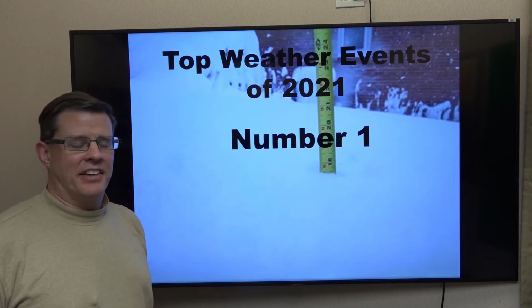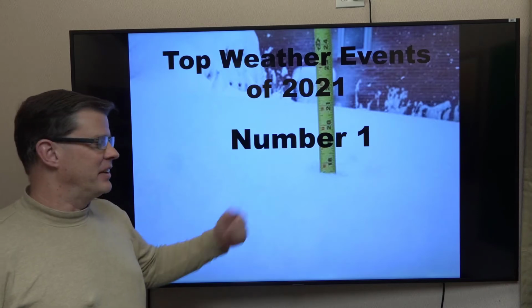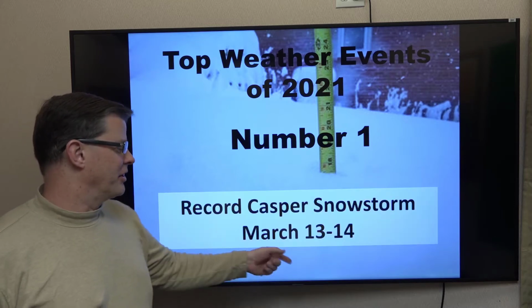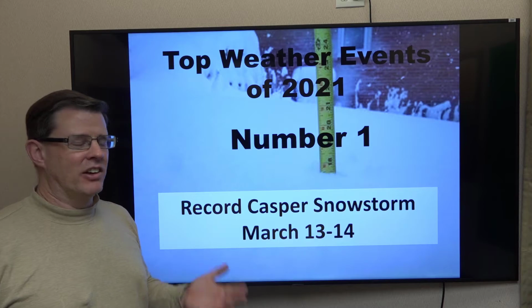Well, you've reached the top of the countdown now, and the number one event, you can tell it's going to be a winter event, and occurred in Casper. That was a record snow you had back in the middle of March between the 13th and the 14th. Now I'll take a look at a few parameters here.